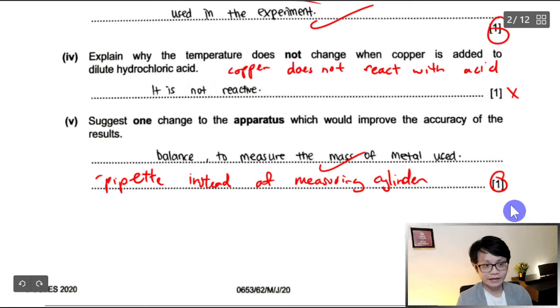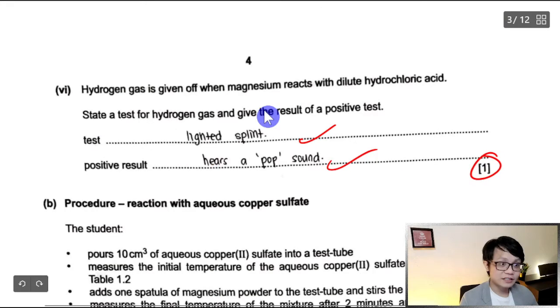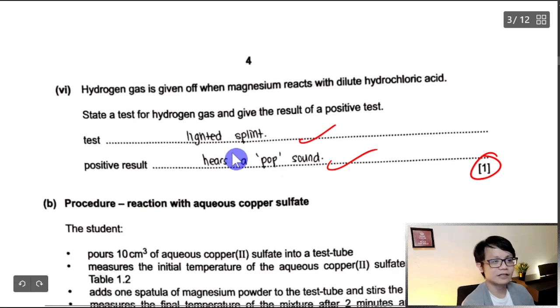Hydrogen gas is given off when magnesium reacts with acid. State the gas and give the result of the positive test. Of course the test uses a lighted splint. With a lighted splint, you hear a pop sound. For oxygen you will use a glowing splint. So there are always a few things that we need to know. For hydrogen we use a lighted splint, and it will pop.